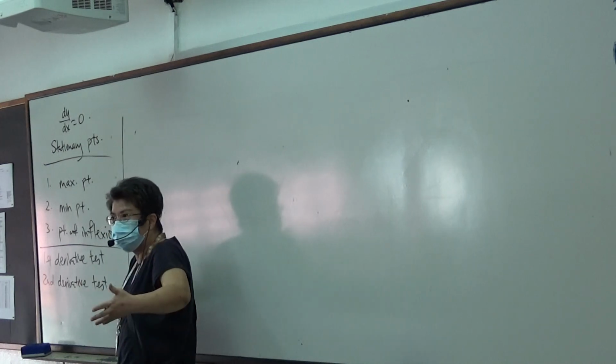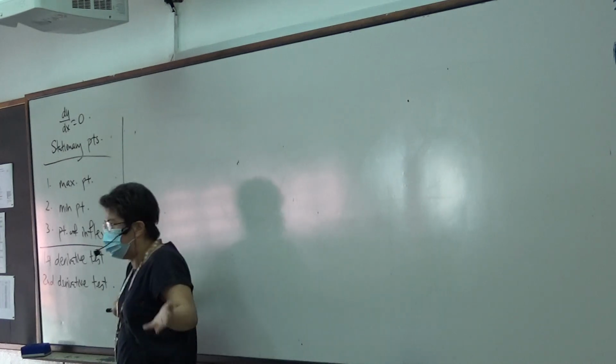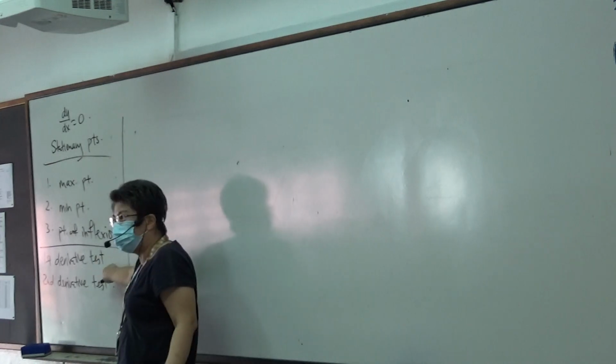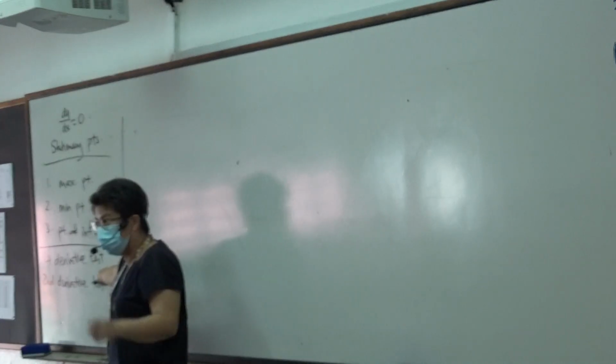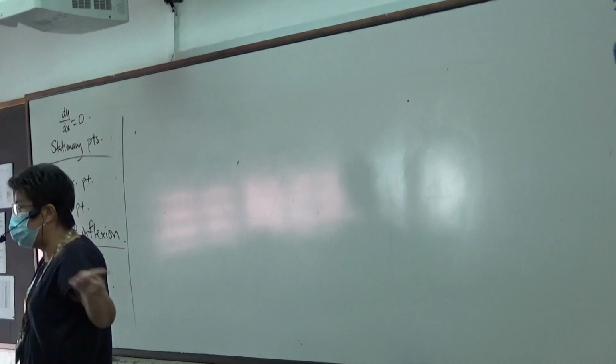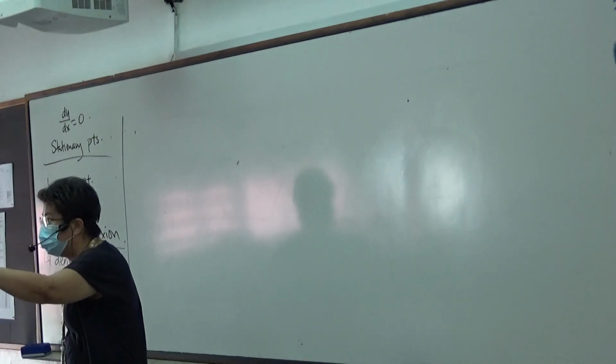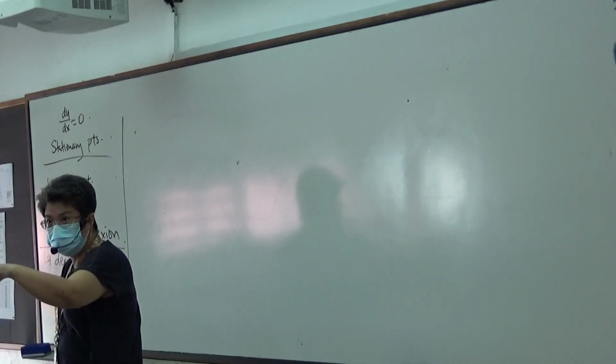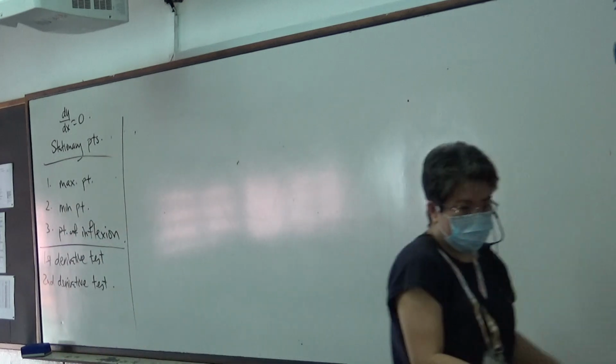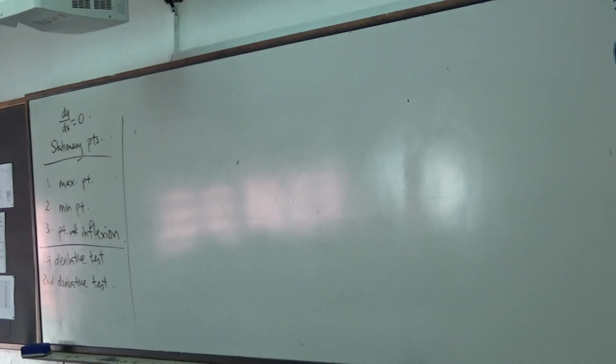But sometimes the second derivative will be inconclusive. That means you cannot say anything about it. Don't know what it is. Then you have to revert back to the first derivative. I will teach you what it is. Don't worry. The textbook has one example, I will give you one example. Understand? That one you must copy in the notebook.